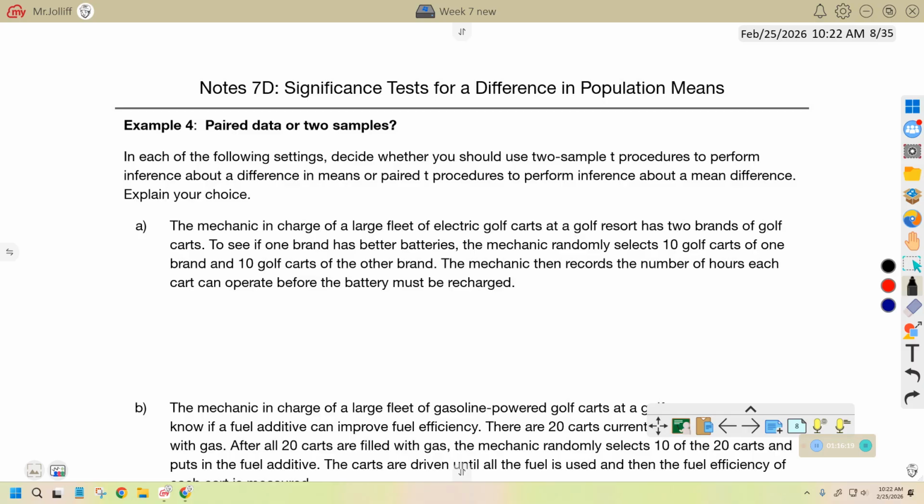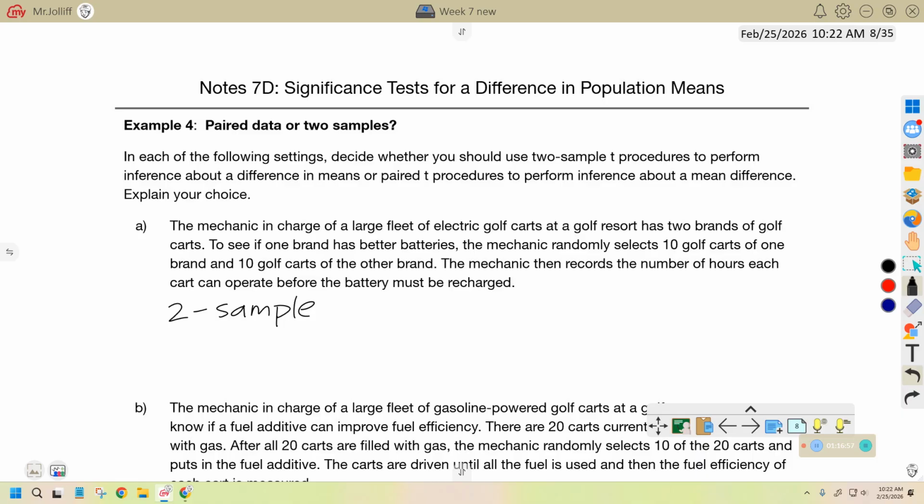Kaylee. So Kaylee's vote is for 2 sample. Can I get a thumbs up if you agree with Kaylee? I see thumbs up popping up around the room. Very good. Can somebody else explain why it's 2 sample? Jeanette. Very good. The point of this is a comparison between 2 independent brands. Good. So 2 independent brands, 2 independent samples of 10.